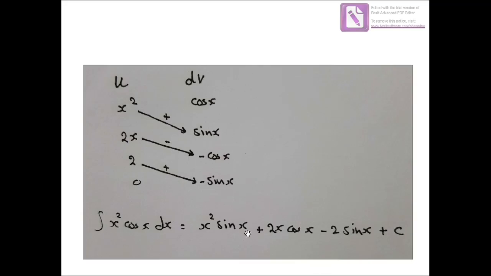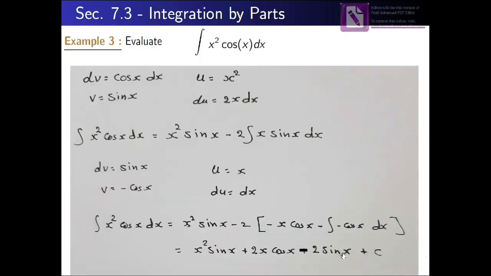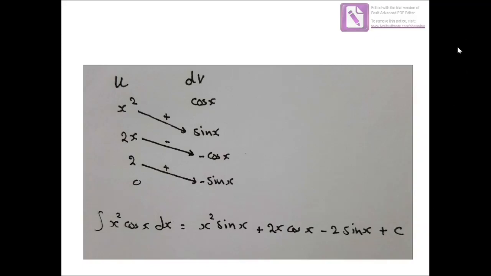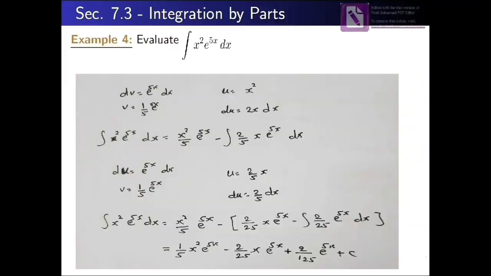If you compare this one with this one, it will be the same result. Then we have the integral of x squared exponential 5x dx. Also, this one is a type of successive integration. That means we need to use integration by parts more than one time.